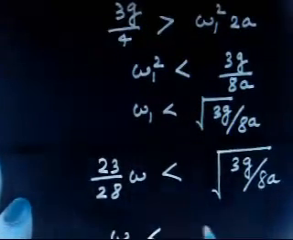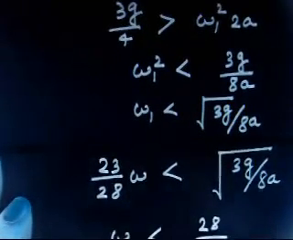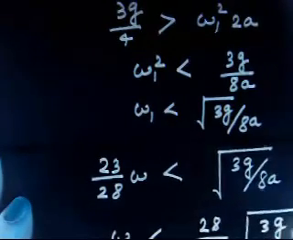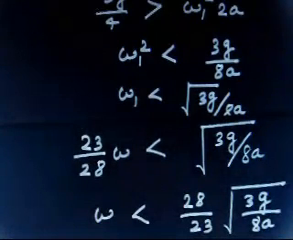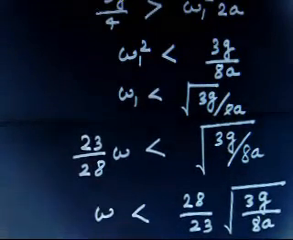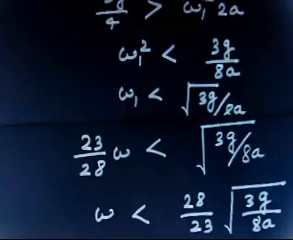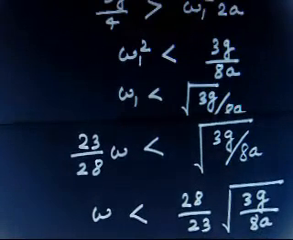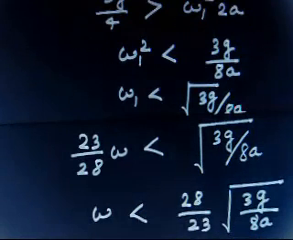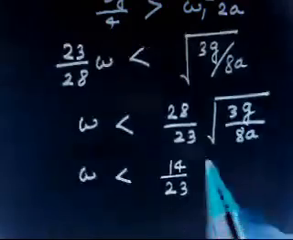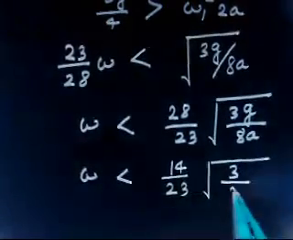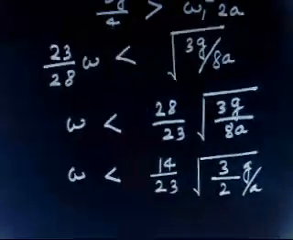So this omega should be less than 28 by 23 under root 3g by 8a, and this 28 goes inside. So we will have omega should be less than, this goes inside, so we will have 7. Let us take 4 common, so we will have 2, so 14 by 23 under root 3g by 2a. Are you getting or not?